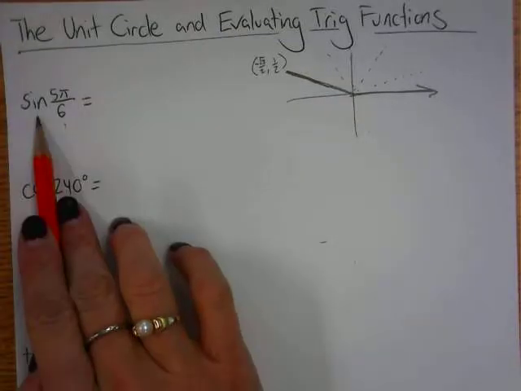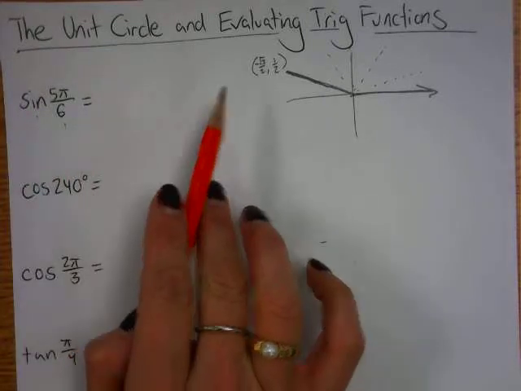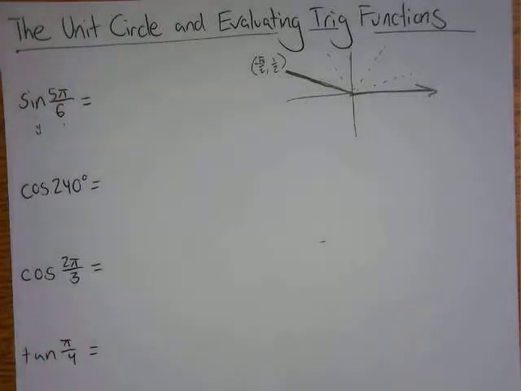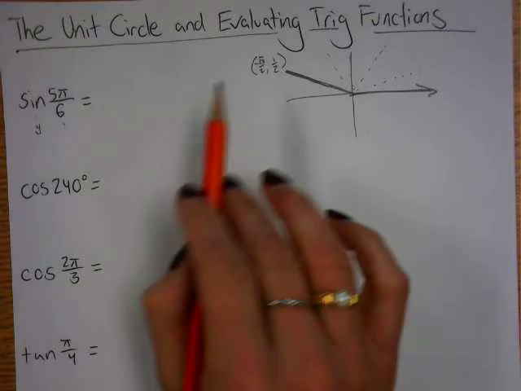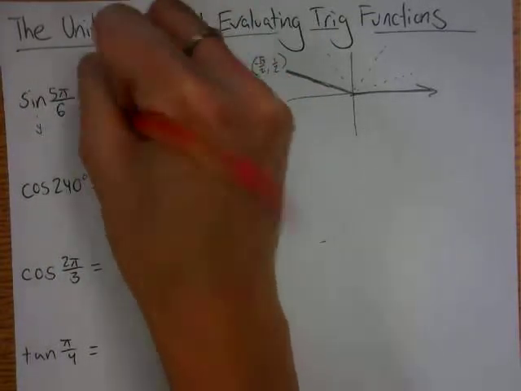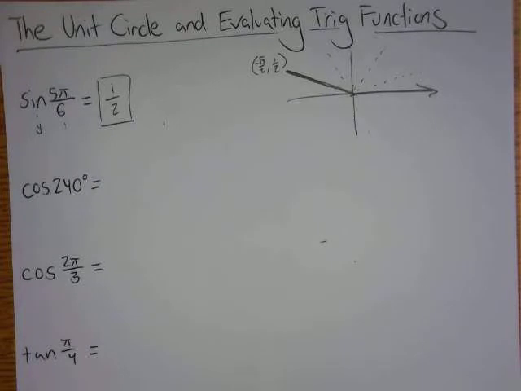And I want sine, which like we just talked about is our opposite over our hypotenuse, or our y, because it would be y over our hypotenuse, which is 1. So I'm thinking about what is my y value at 5 pi over 6, and I check that out, and my y value is 1/2. So when you do this on your calculator, you should get 1/2 or 0.5.